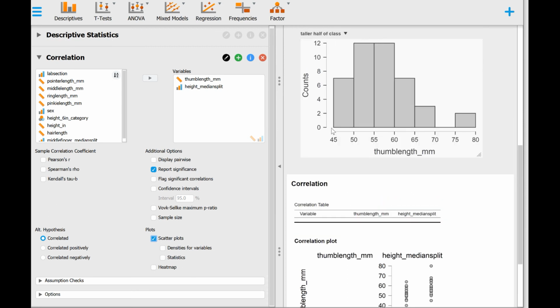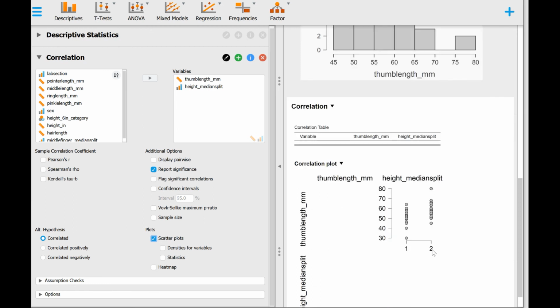Now, the tall half of the class runs from 45 to 80. If we look, the tall half of the class here is represented by this group 2. And if we look across, that's about 45, and this should be about 80.